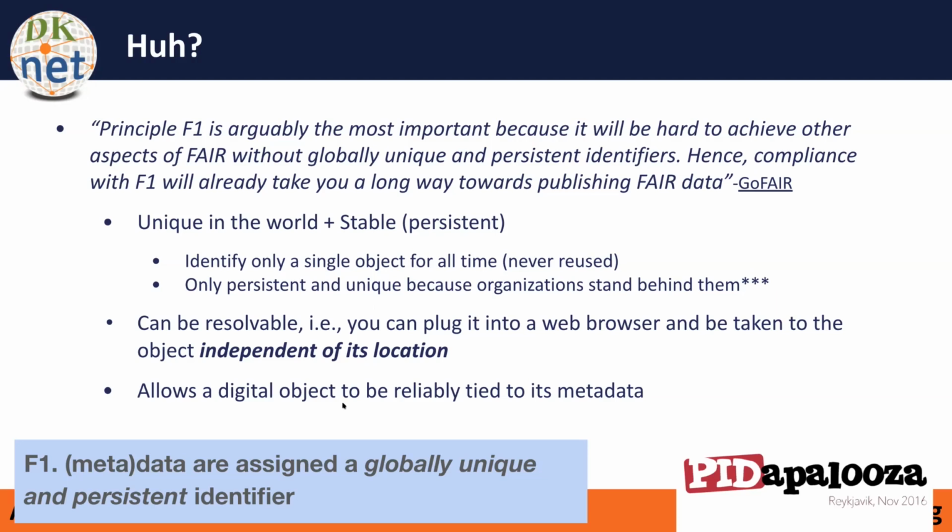And we're going to see that one of the reasons that this is so important and why there's that one-two punch of F1 and F2 is that these persistent identifiers allow a digital object like a data set to be reliably tied to their metadata. And that's really what's so important about them.